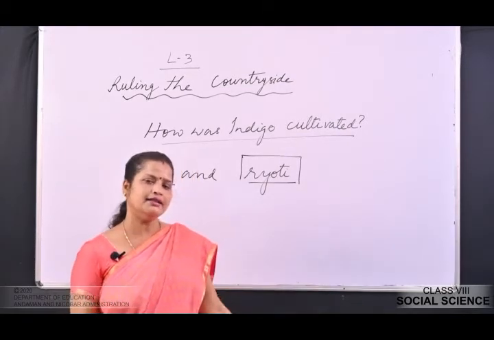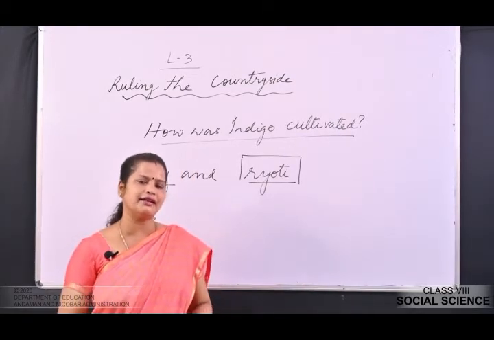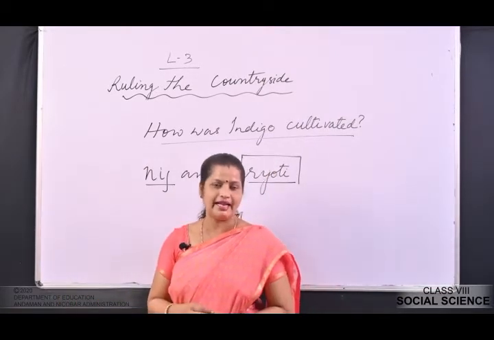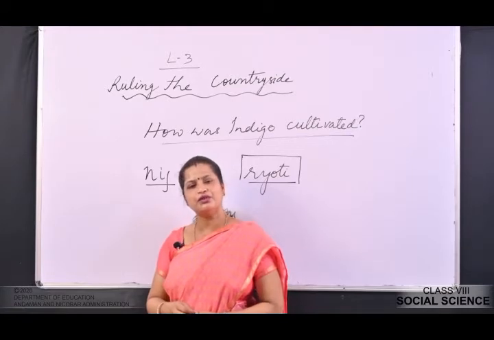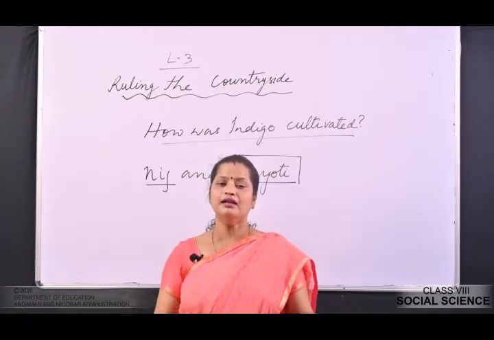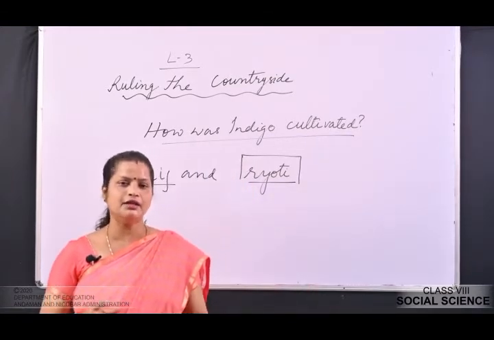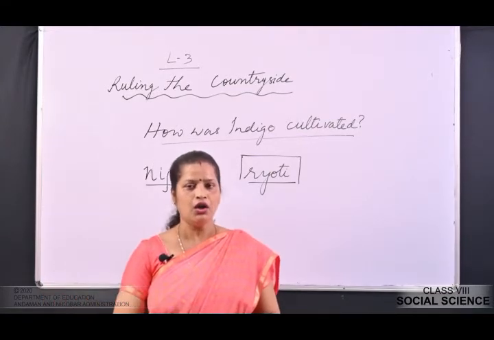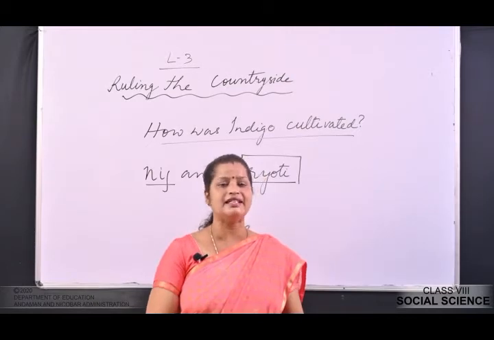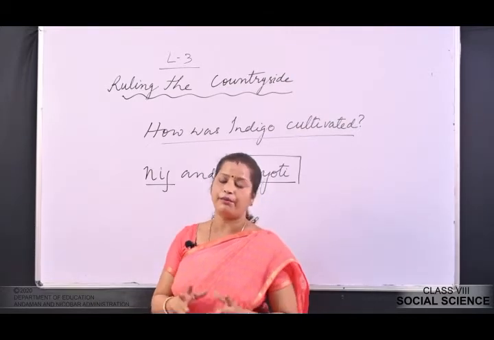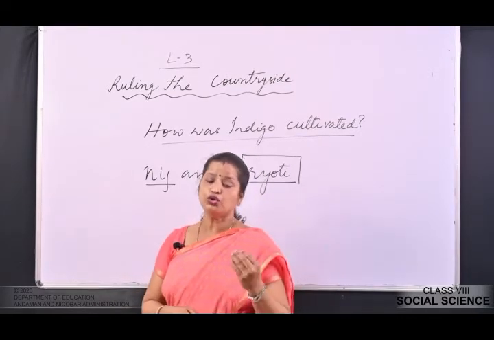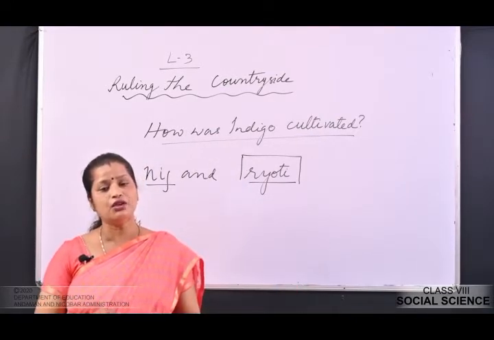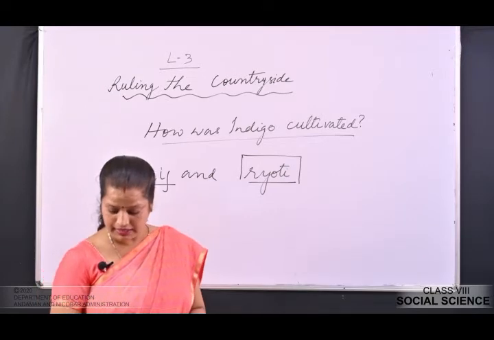Under the Rayatwari system, the planter forced the Rayats to sign a contract or an agreement. At times, they pressurized the village headmen to sign the contract on behalf of the Rayats. Planters forced the peasants to sign a contract, or forced the village headmen to sign on behalf of the Rayats. Those who signed the contract got cash advances from the planters at a low rate of interest to produce indigo.